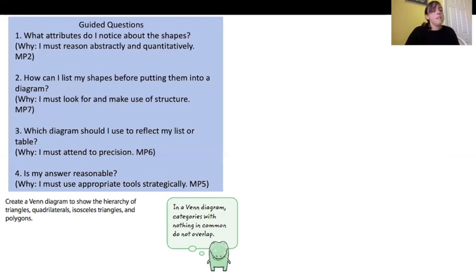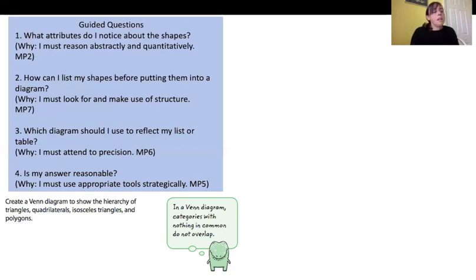It says, how can I list my shapes before putting them into the diagram? Before I ever start drawing my Venn diagram, I really want to list them out and make sure that I have a deep understanding so that the Venn diagram is super easy. It's my visual, okay? It says, why? I must look for and make use of structure. So what I'm trying to do here with Math Practice 7 is take this and create the pattern for you, the visual pattern.